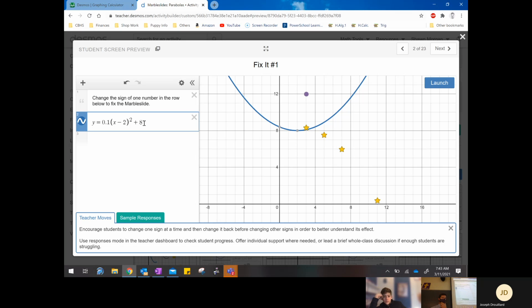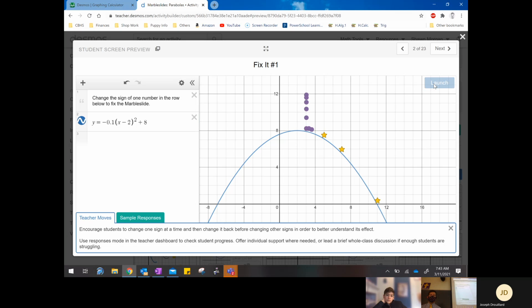Candy Autumn? Ooh, and how do I flip it? James? I'm going to multiply by negative on the outside. Very good. And watch what happens. Boom! It's flipped, and now if I launch it, all my purple little balls bounce down the hill, and yippee skippy, I've got all the stars.